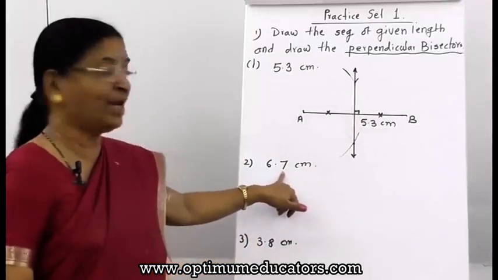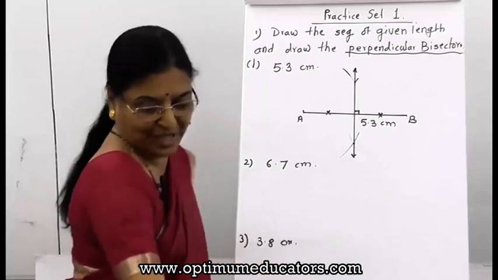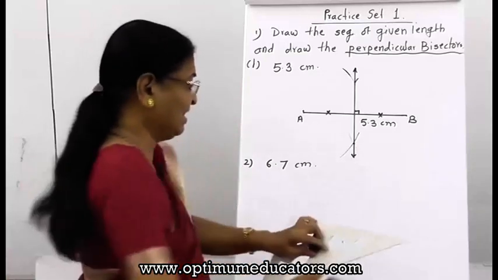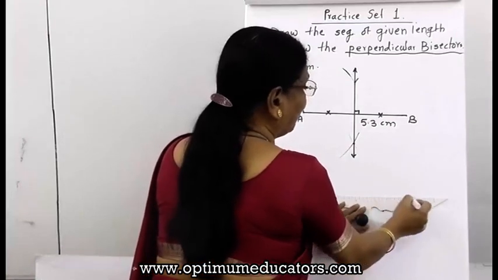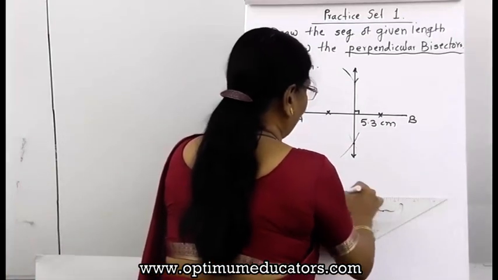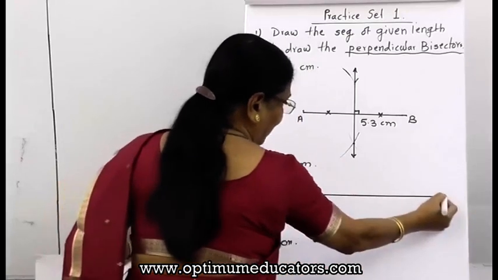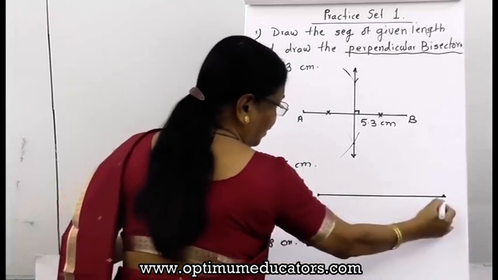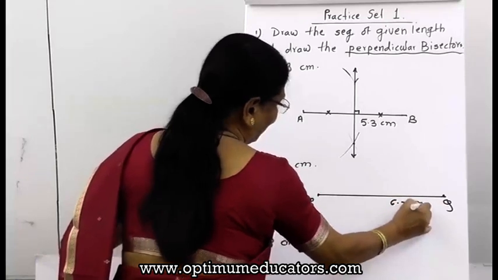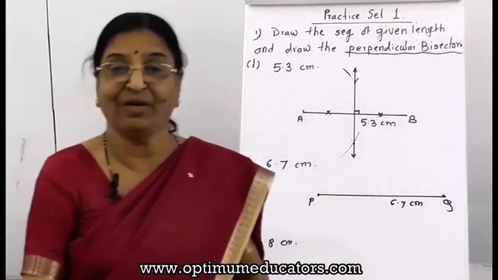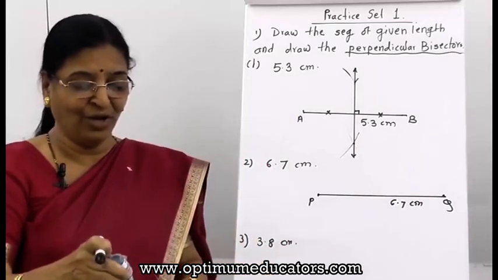Now the next one is about 6.7. Can you draw a segment of 6.7? So I will again take one here, and 3, 4, 5, 6.7. Okay. So again you can name it, suppose PQ, and write the distance also, so that you will remember I have made a correct choice, that is, the measurement is also correct.